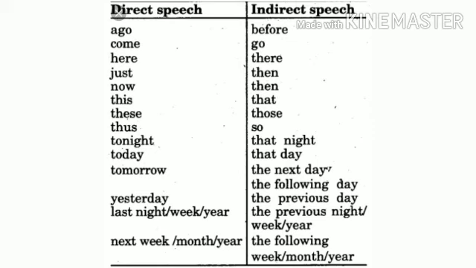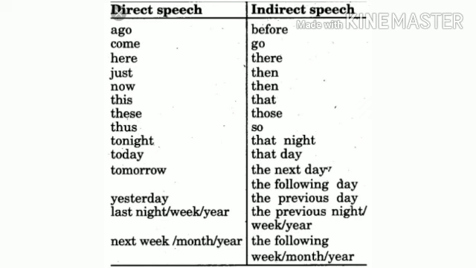So children, there are some other small changes that take place while changing narrations. These changes express nearness in time and place and are generally changed into words expressing distance. Like here changes into there, now changes to then, this changes to that, these changes to those, today changes to that day, tonight changes to that night, yesterday changes into the previous day, last night changes into the previous night, last week changes to the previous week, tomorrow changes to the next day, next week changes to the following week.